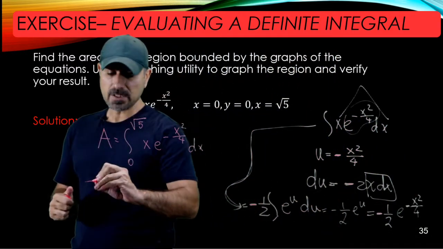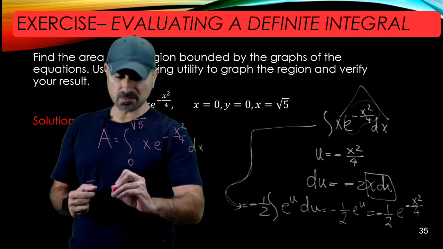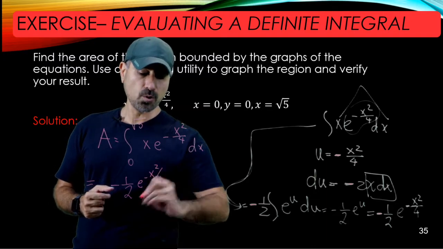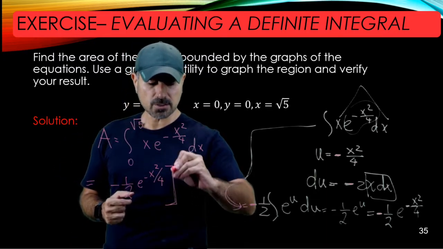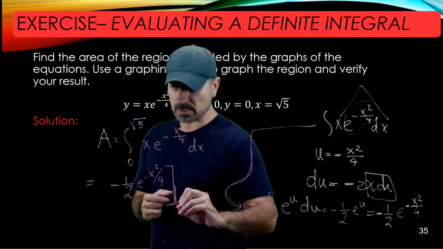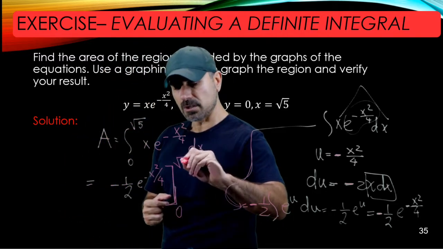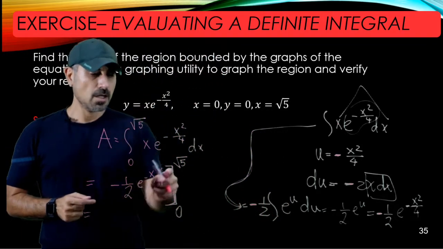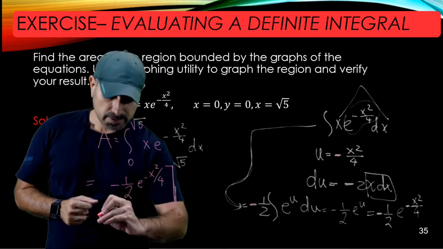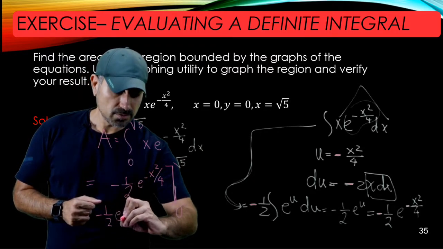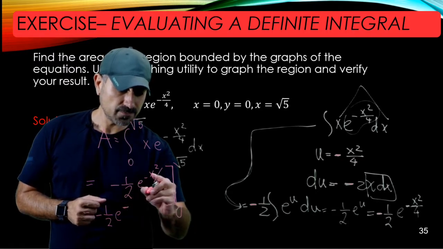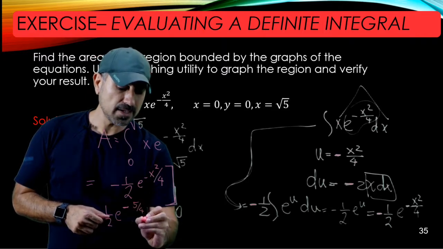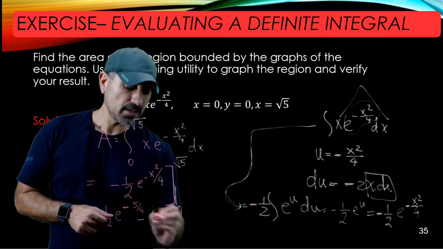So then I go back here, since I know the antiderivative of this function, that's negative 1/2 e to the minus x squared over 4, I use the bracket notation here. I put the lower limit here and upper limit here. And then the value of the integral is going to be the top limit plugged in, so negative 1/2 e to the negative radical 5 squared, that's 5 over 4, minus negative 1/2.